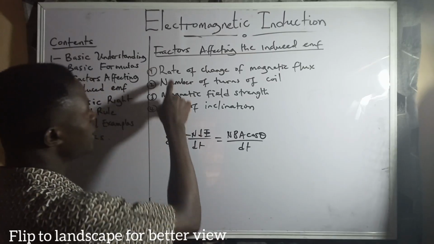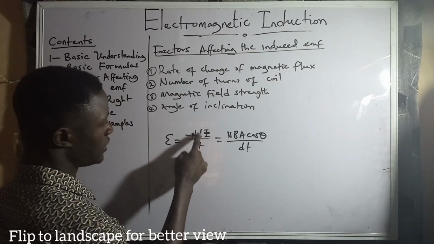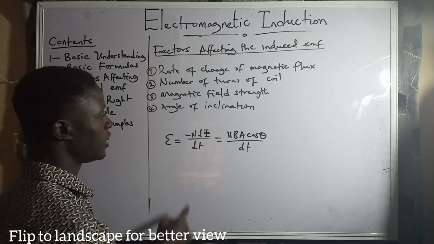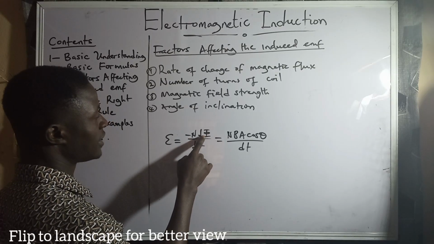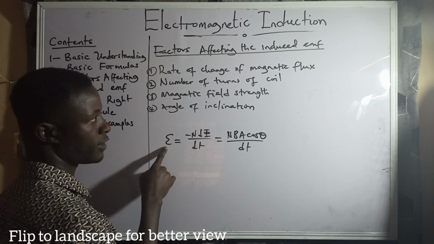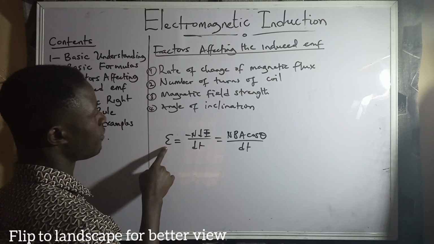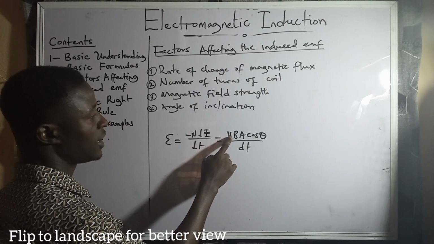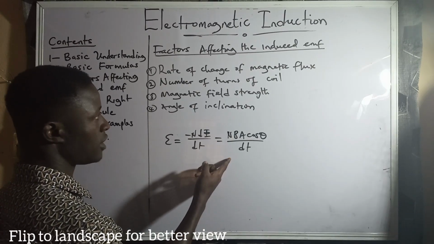Now, this rate of change of magnetic flux, this is it. Remember the other time I said the I is rate of change. So this rate of change of magnetic flux affects induced EMF. That's the first one. The number of turns, N, this N you are seeing stands for number of turns. The number of turns affects the induced EMF.